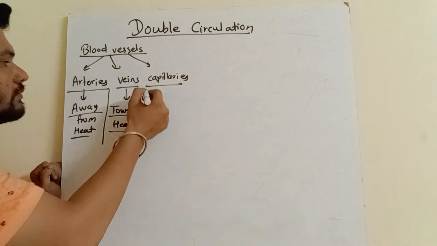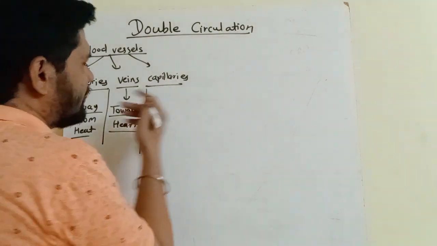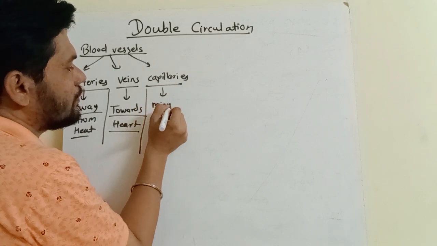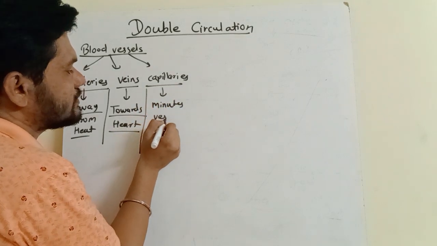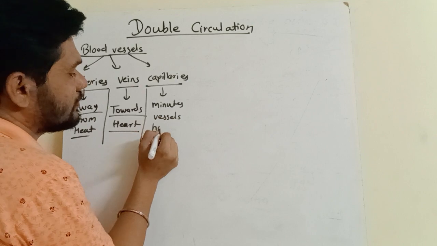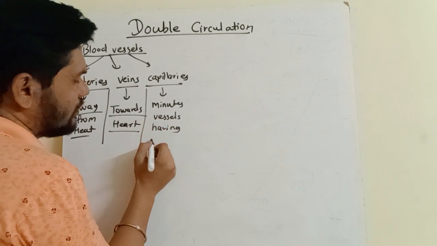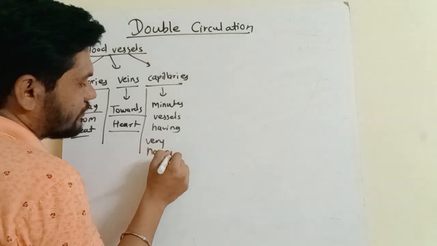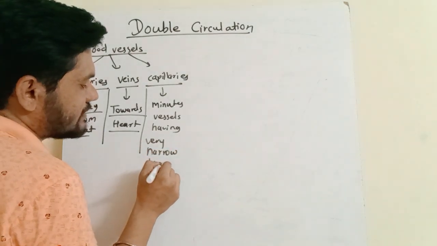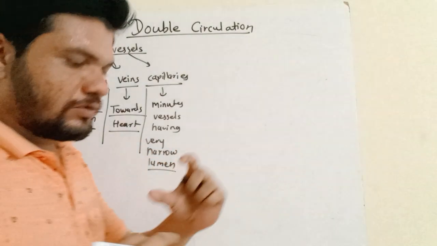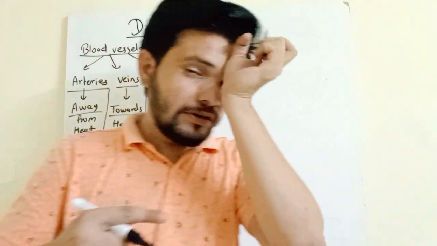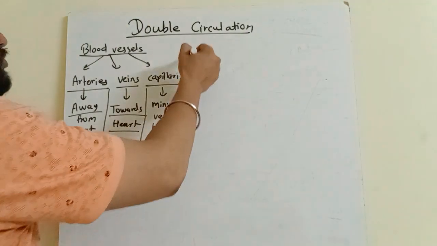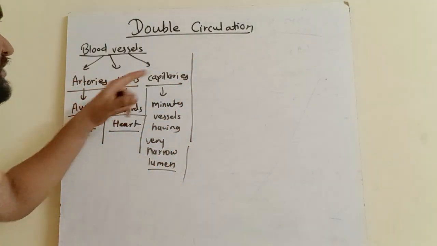And capillaries do both things, but they are the minute vessels having a very narrow diameter, a narrow lumen, we can say. Lumen is the open space or empty space between the long tube-like structures. It's called lumen. So these are the three types of blood vessels: arteries, veins, and capillaries.